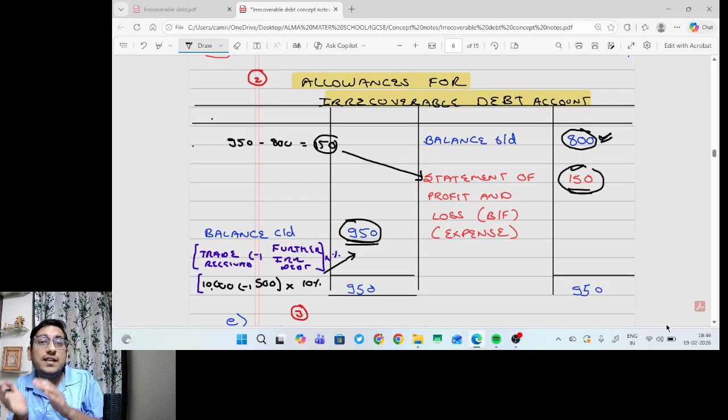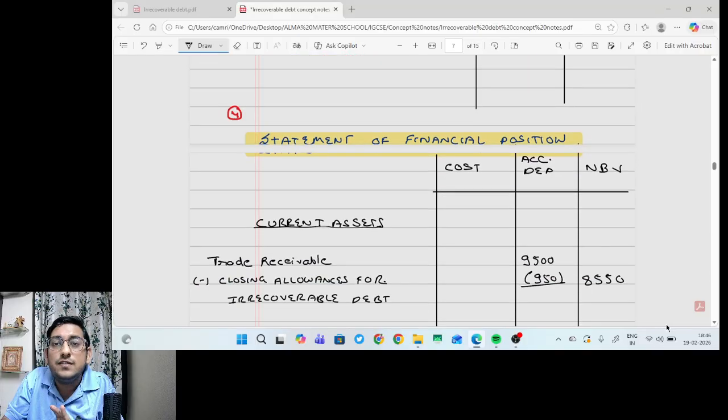Sir, what if my liability reduces? Then it will go to income head in a statement of profit and loss. Now, how to present in the financial position?